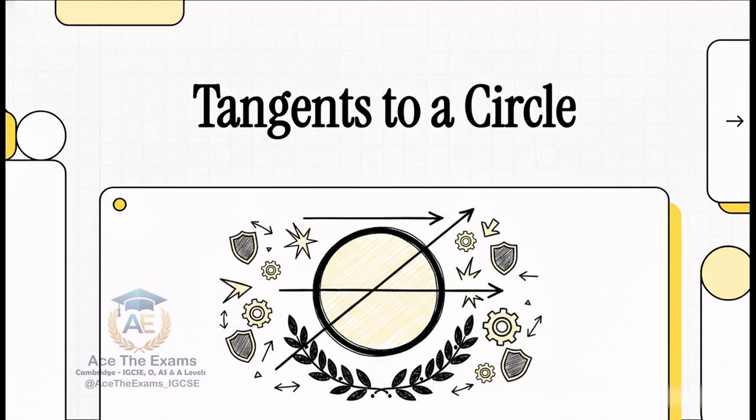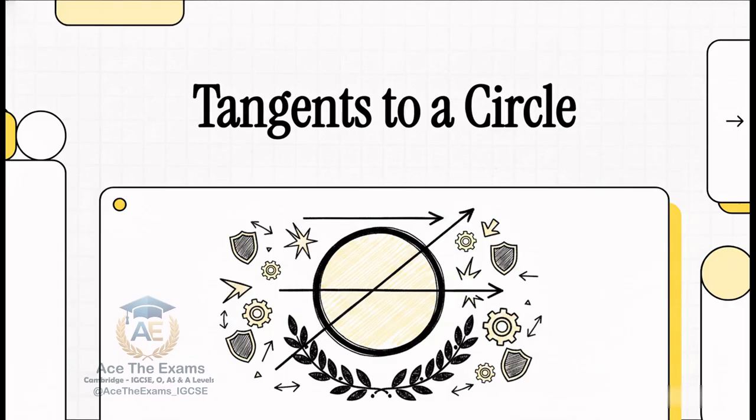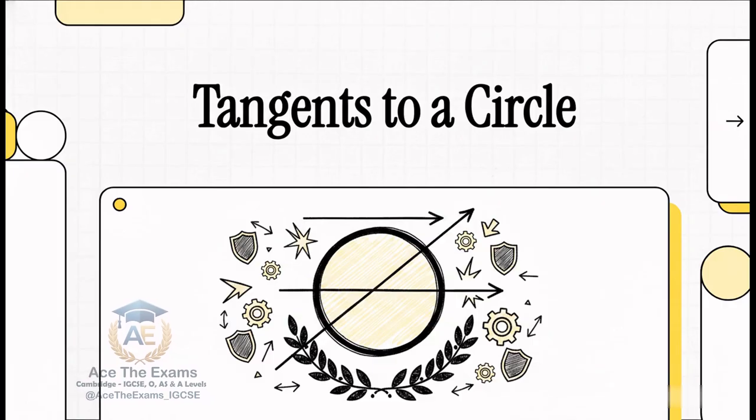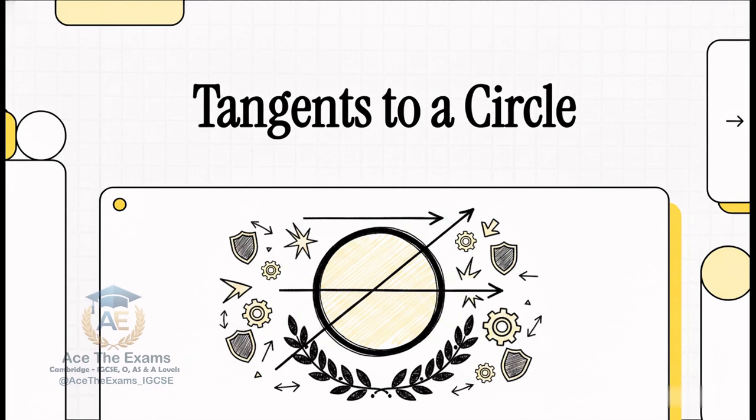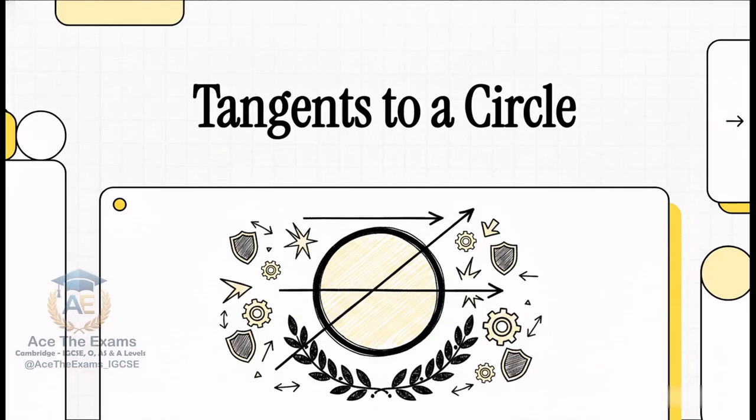This explainer is going to focus on a very specific, highly tested battlefield, finding the equations of tangents to a circle entirely without using calculus. This is a pure, unadulterated test of your algebraic and geometric mastery. We're going to break down exactly how examiners grade your work, how to structure your answers logically, and most importantly, how to avoid the deadly traps that catch literally thousands of students every single year.